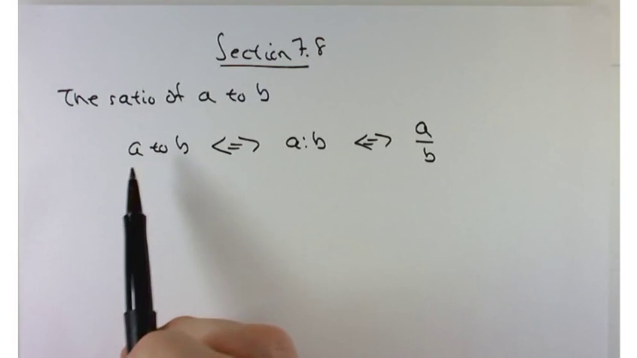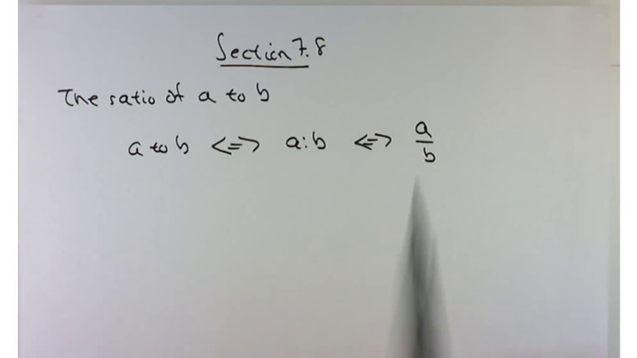Now the order here matters. A to B means A is going to be in the numerator and B is going to be in the denominator.